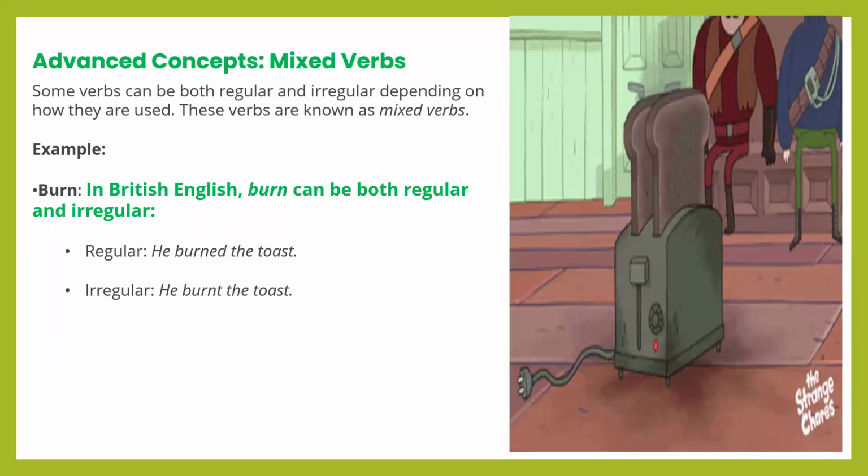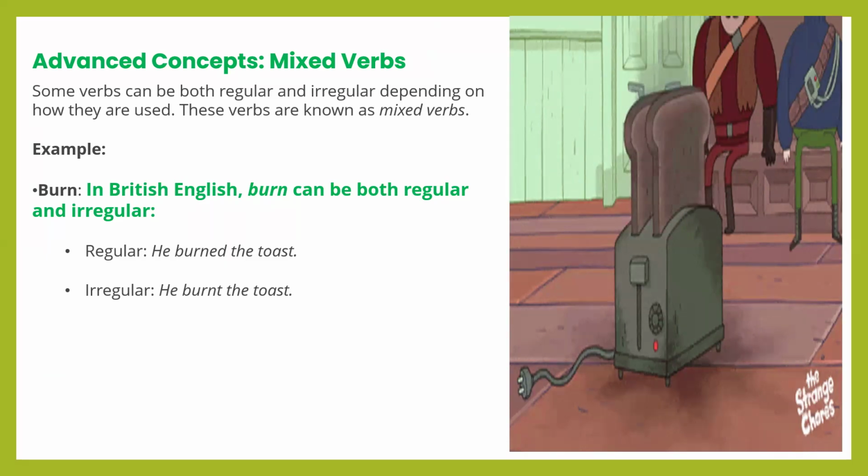So there is an advanced concept about verbs. That is mixed verbs. What is the advanced concept? The advanced concept is mixed verbs. Some verbs can be both regular and irregular, depending on how they are used. These verbs are known as mixed verbs.